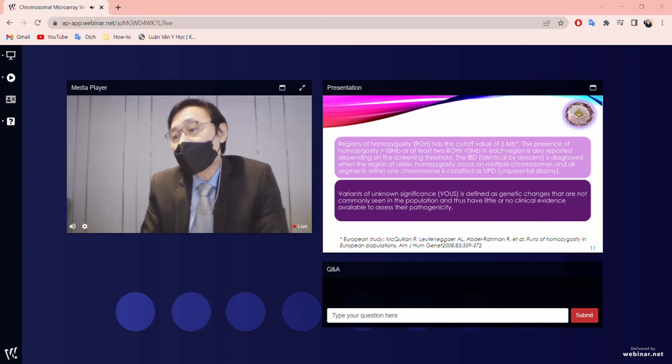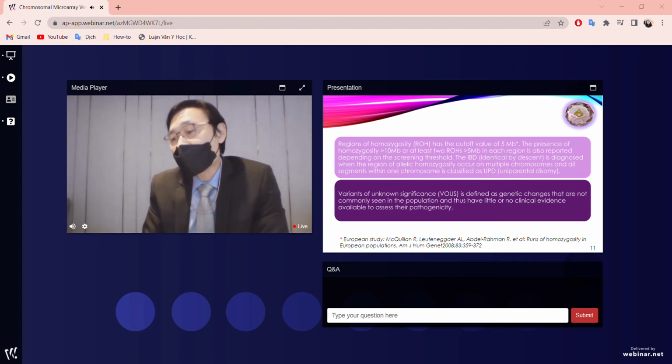The region of homozygosity, or ROH, has the cutoff of 5 megabases. Anyway, the presence of homozygosity more than 10 megabases, or at least 2 ROH more than 5 megabases at each region, is also reported, depending on the screening threshold. IBD, which stands for identity by descent, is diagnosed when the regions of interest of allelic homozygosities occur on multiple chromosomes.